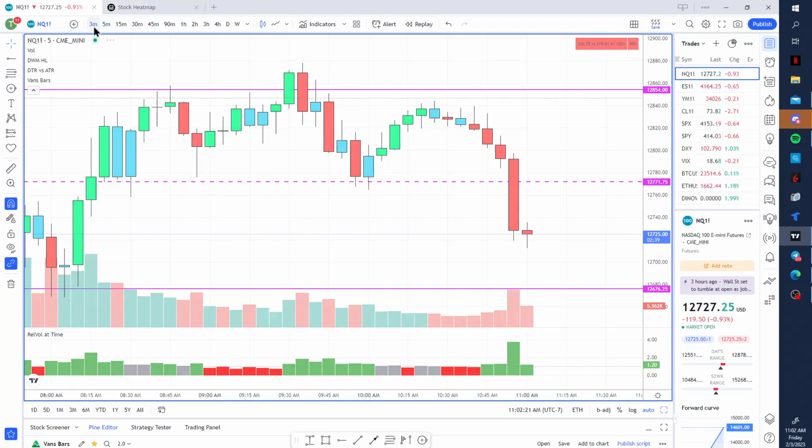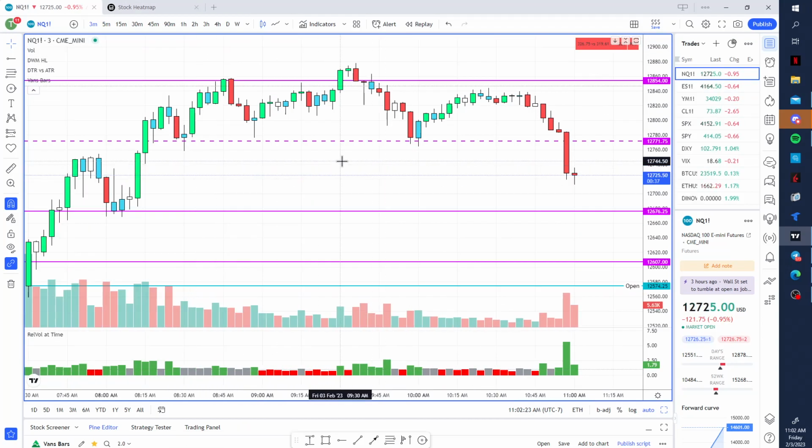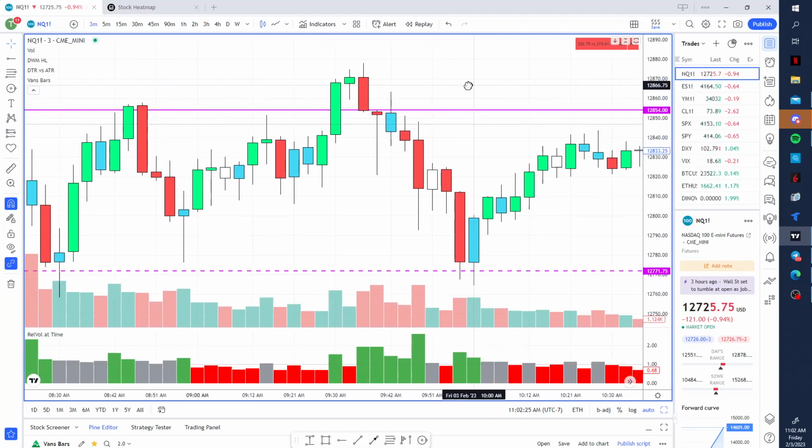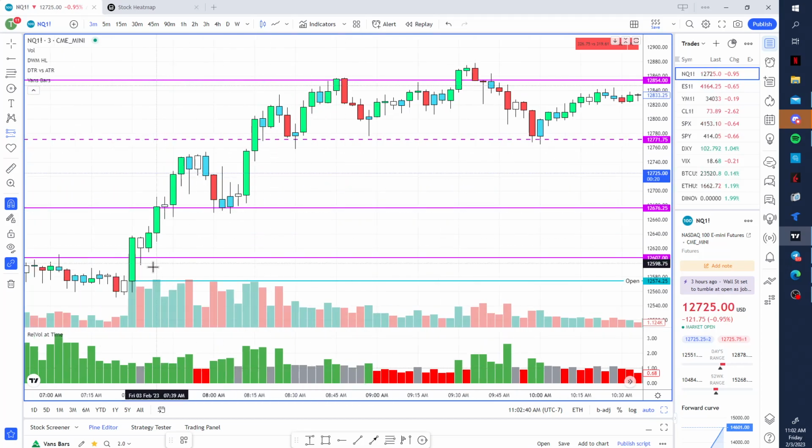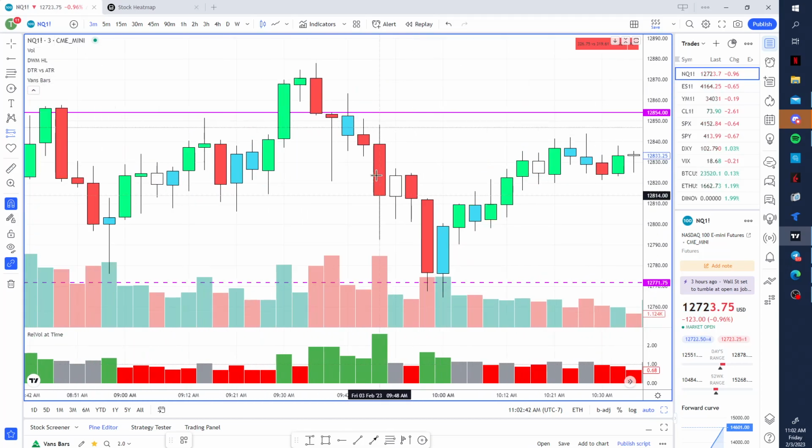Now we go to the 3 minute, which I think is what I like it on the most, because your entries are a lot more precise and your stops are a lot smaller. So you get your bear bar here, high volume, rejection at the highs after a big run up. I think this was like 300 points up. So thinking, okay, this may be the top here.